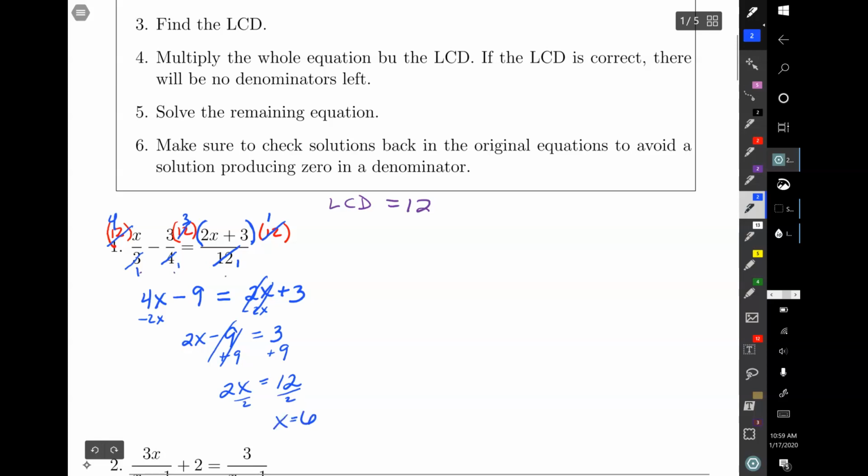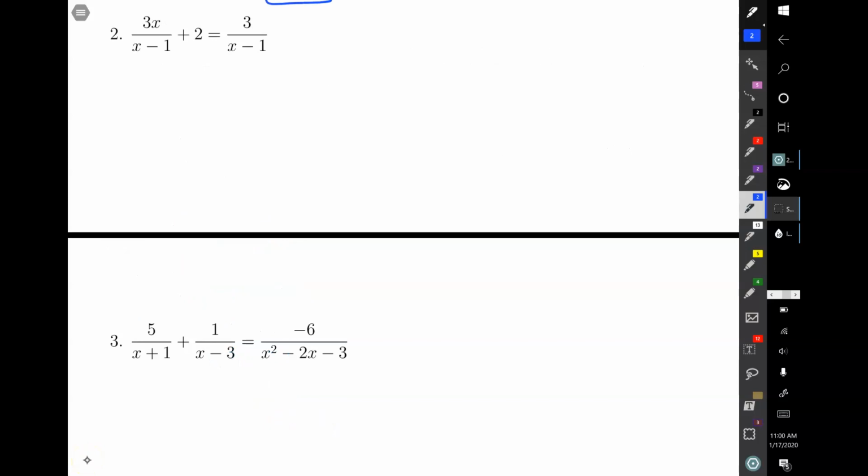Now, because I had all numerical values in the denominators, I didn't have any restrictions. All real numbers work, so that is fine for my answer. Now, using that same principle, you might like to try number 2 on your own, because that's a simpler one than number 3. I'll do number 3 step by step. I'll do both of them, but you might want to pause the video and do number 2.